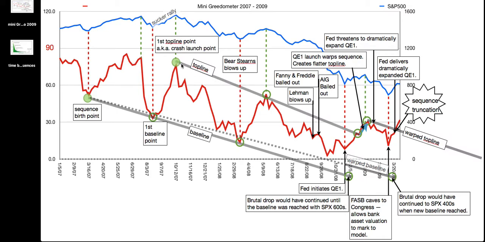Now at this point, I'm off to the races. I know how to play this, which is, well, if you want to profit, be short here, be short here, be short here, be long here, long here, long here.